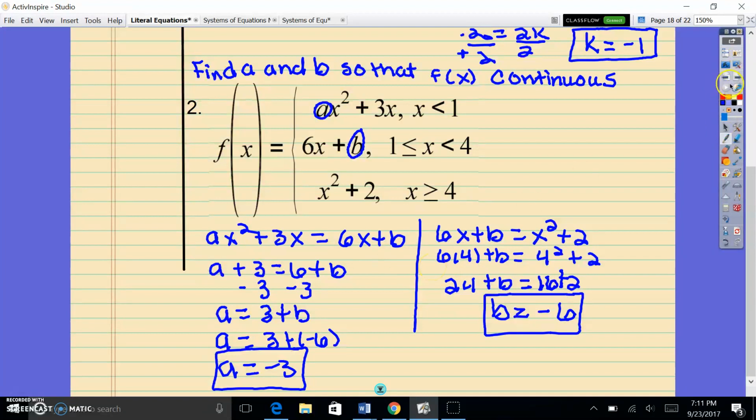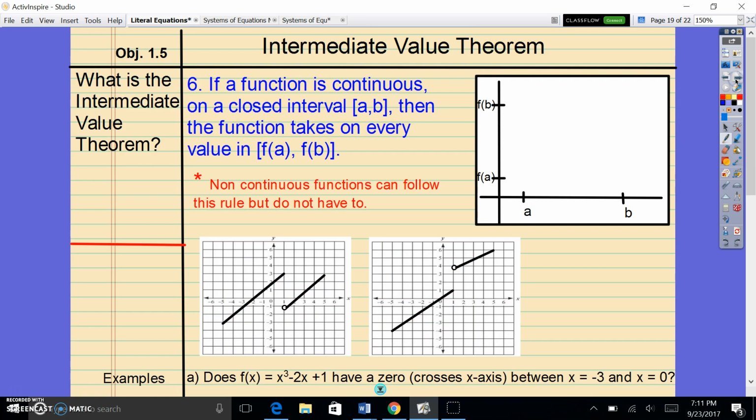So that's pretty much the type of problem that you'll get when you're asked to make functions continuous. You'll get a piecewise function and you have to make sure that the pieces connect at the given x values. So the last thing I want to talk about is the intermediate value theorem. And you may want to pause the video here and copy some of this stuff down. But I'll just continue explaining.